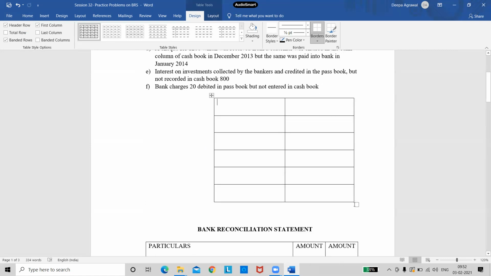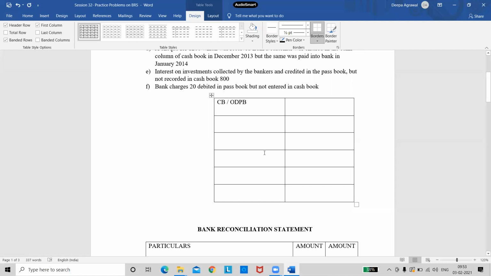Here I will write cash book. I'm writing CB for my cash book. I'm putting an oblique and writing ODPB. What do you mean by this? Can anyone tell me what I wrote here? Cash book or overdraft as per passbook. Yes, cash book or overdraft as per passbook.